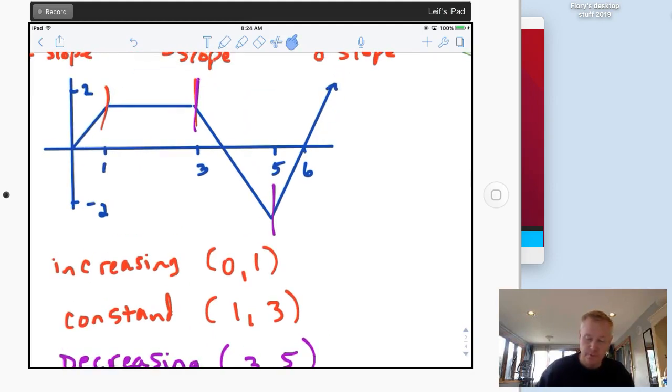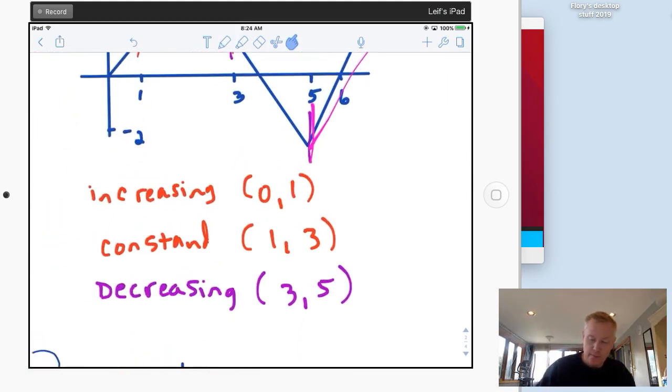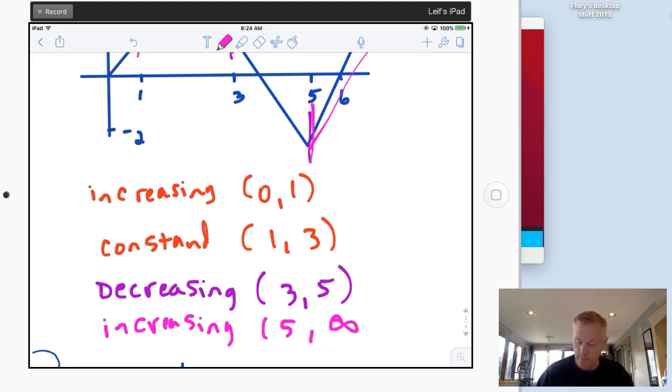And last but not least, between 5 and infinity, it's increasing because it's going all up from there on out, okay? Okay, and that was from 5 on, so increasing from 5 to infinity. All right, there we go. I'm not worrying about the brackets on this one, whether it's included or not. We're talking about being between two values, whether it's increasing or decreasing, so don't worry about that too much. Just put the parentheses, all right?